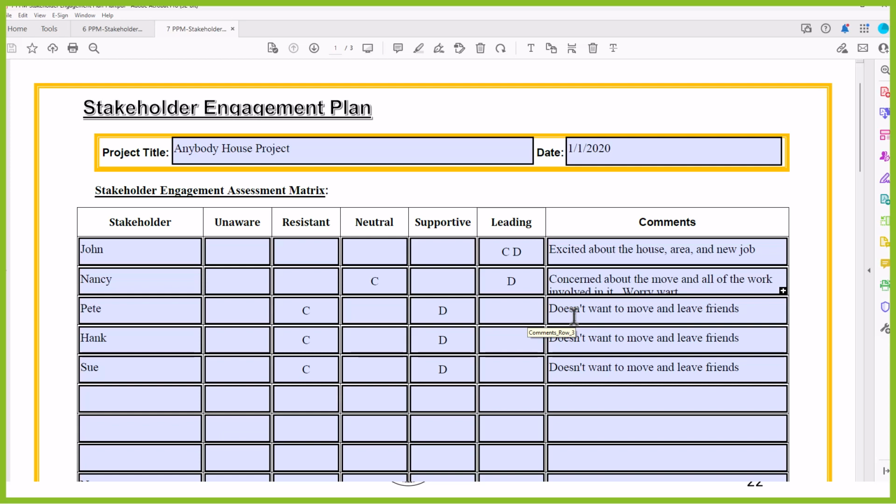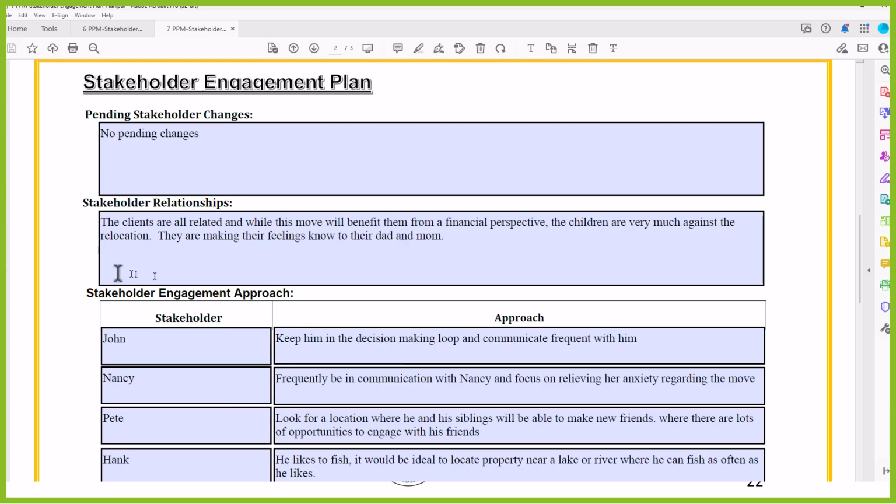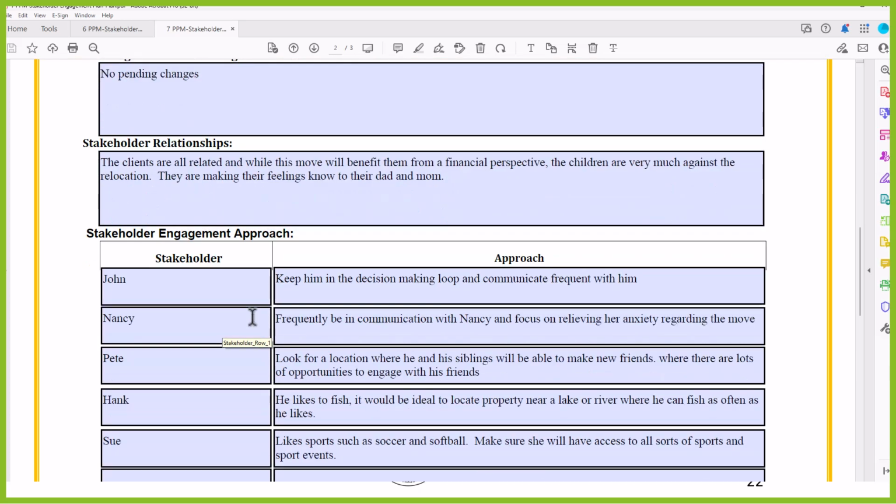Pete is a child, and Hank and Sue are children. And they don't want to move and leave their friends. We go to the second page. We talked about pending stakeholder changes. We talked about stakeholder relationships. Here are the approaches we will use for these stakeholders.